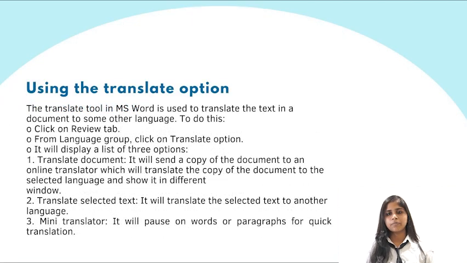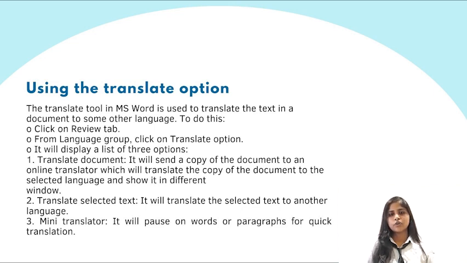Coming to the next topic. How can we use the Translate option? A translate tool in MS Word is used to translate the text in a document to some other language. So how can we use it? To do this, click on the Review tab. From the Language group, click on the Translate option. It will display a list of three options.